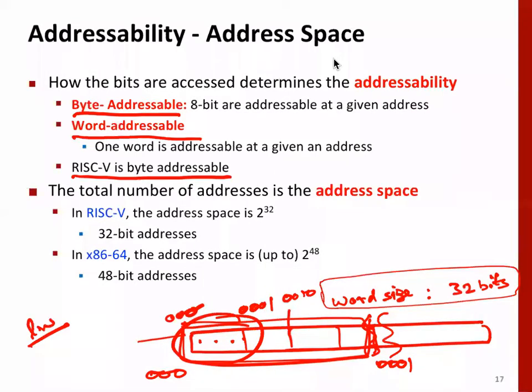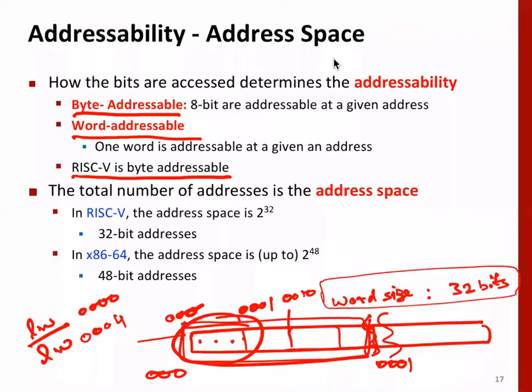We are going to read 4 bytes together, but the address of the first word would be 0000, and then if we want to read the second word, like load word, we'll have 0004 and so on. So the increase will be like this, but the minimum addressable thing is 1 byte.